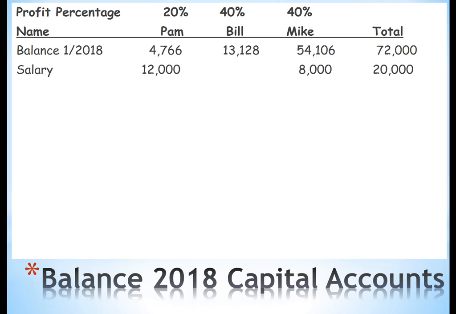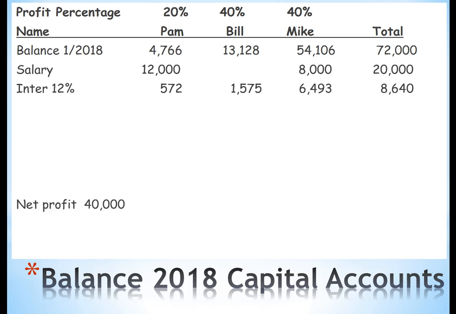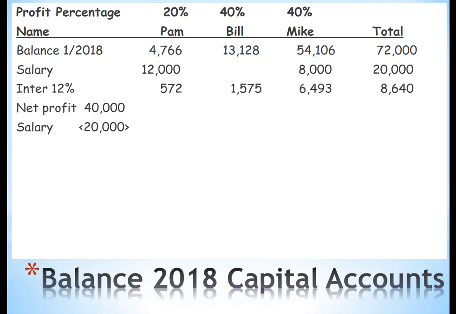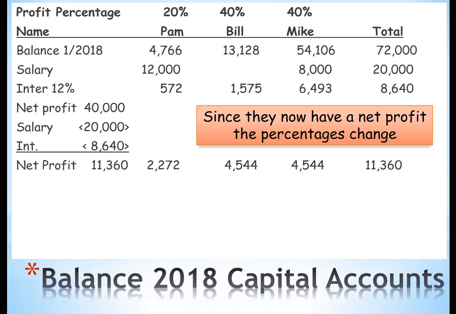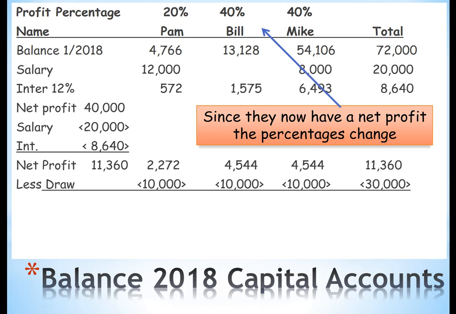Now, we're going to go through the process again. And this year we have a net profit of $40,000. And we subtract out the salary and the interest. It turns out we end up with a profit. So now we have to use the profit sharing based on showing a profit. And so that changes the percentages across the top to 20, 40, 40. Then we're going to subtract the draw, and now we have the new ending balances.